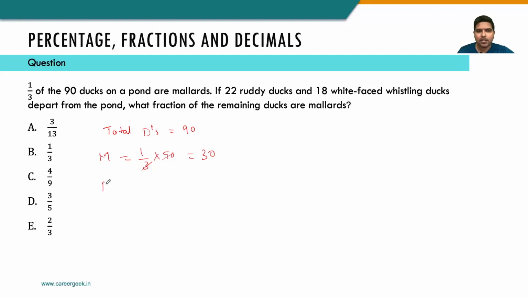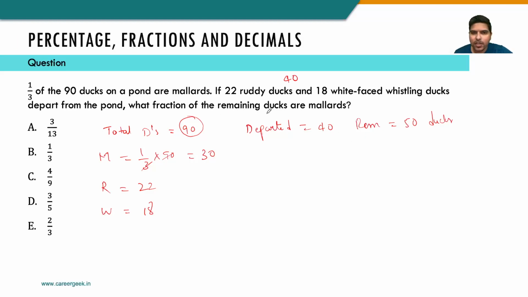If ruddy ducks are 22 and white-faced are 18, okay, 22 and 18, total 40 ducks depart from the pond. So there are 90 in total and how many departed? 40. So how many are remaining? 50 ducks are remaining now.